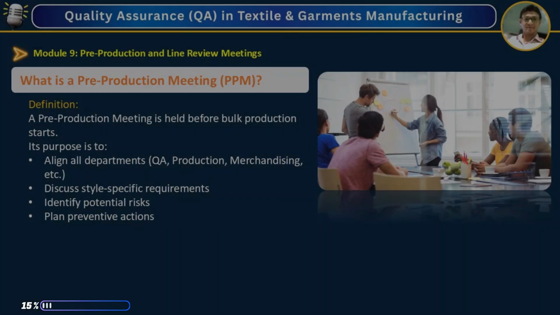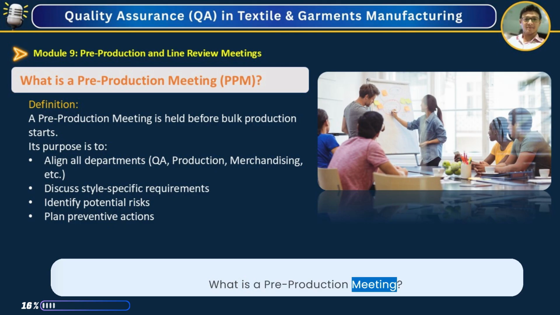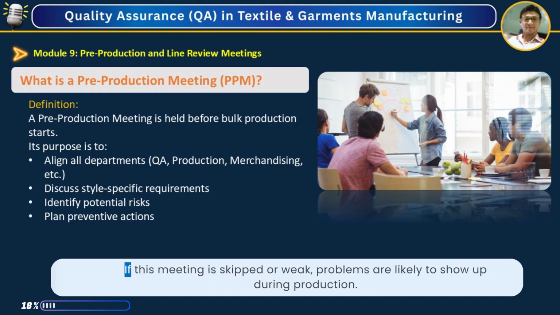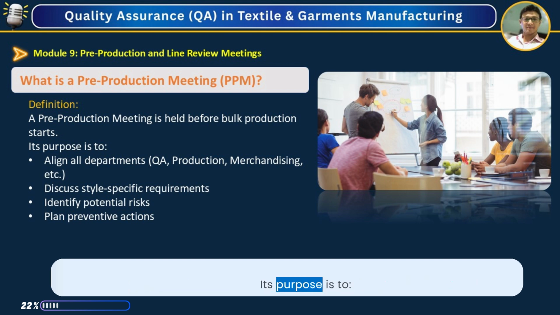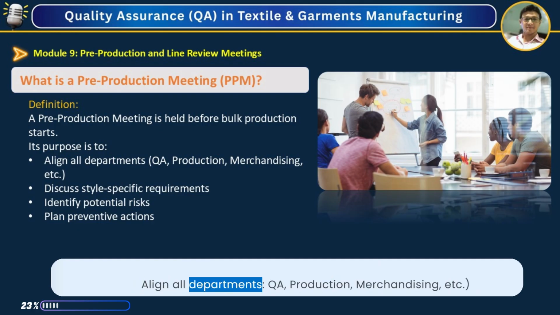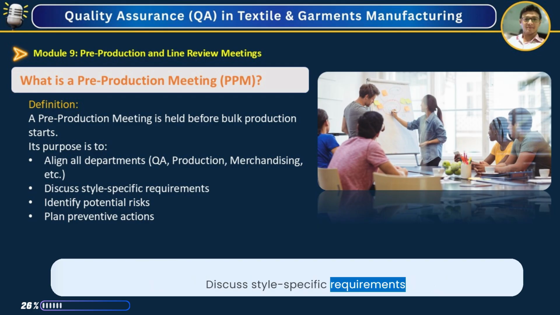reviews. What is a pre-production meeting? Think of it as the kickoff for bulk. If this meeting is skipped or weak, problems are likely to show up during production. Definition: a pre-production meeting is held before bulk production starts. Its purpose is to align all departments, QA, production, merchandising, etc. Discuss style-specific requirements. Identify potential risks. Plan preventive actions.